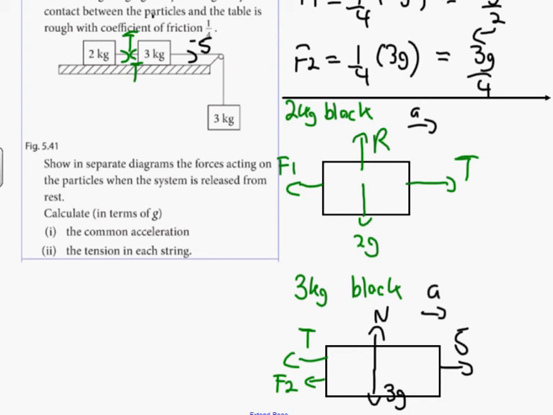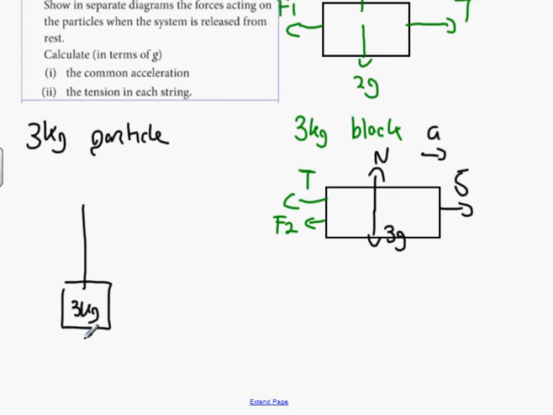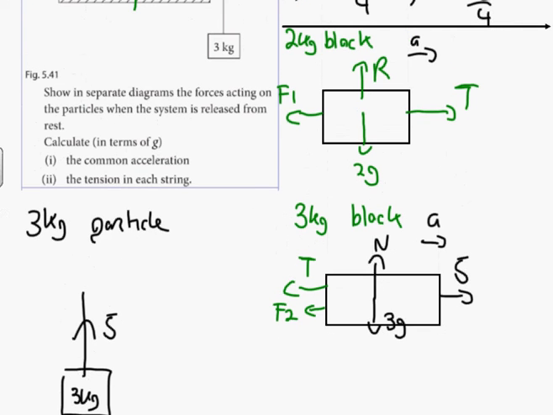And finally, we have the 3 kilogram particle. We'll just call it the 3 kilogram particle as opposed to the 3 kilogram block. The 3 kilogram particle has its 3g acting downwards, and what's going to act upwards, guys? S acting upwards, and that's it done. Now we're at the stage where we're going to make the 3 formulas.